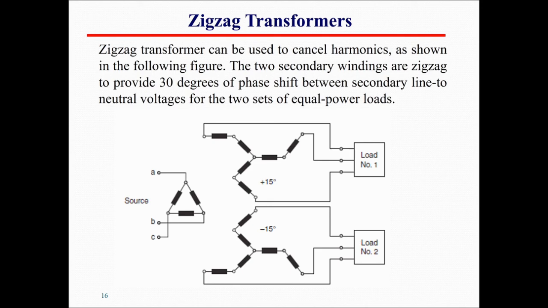The advantage is that they will cancel the harmonic. When they are used as a grounding transformer, they will trap the zero sequence. If they are used to provide the power to the load, they will cancel the harmonic in general. Of course, over here we have again two secondaries, and the phase shift between them is 15 minus (-15), that will be 30 degrees.